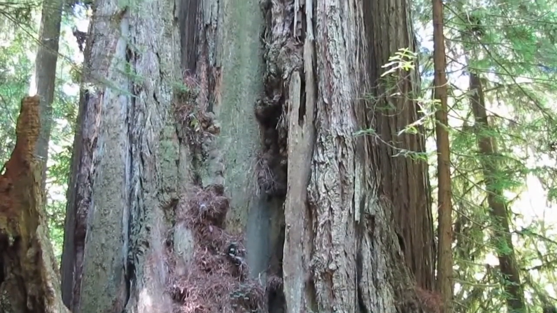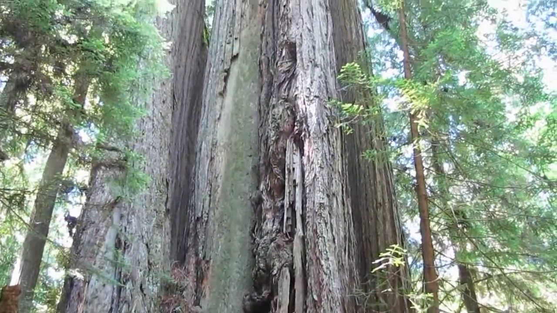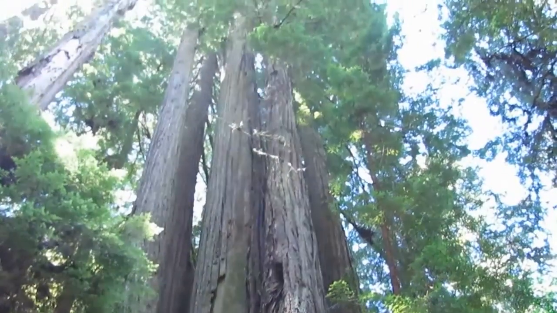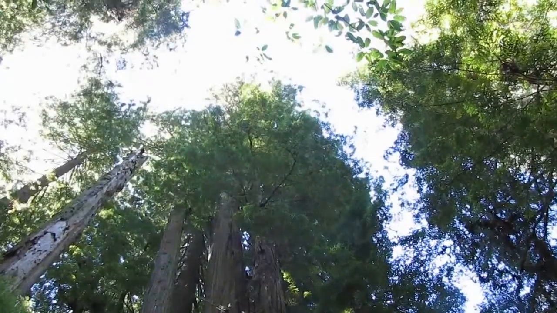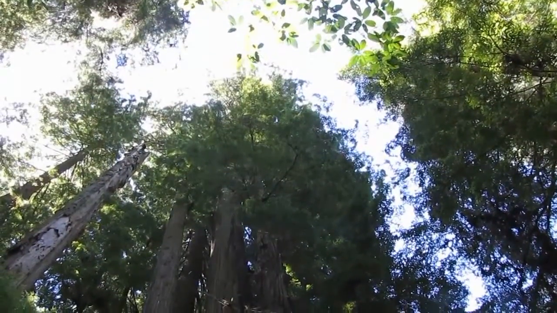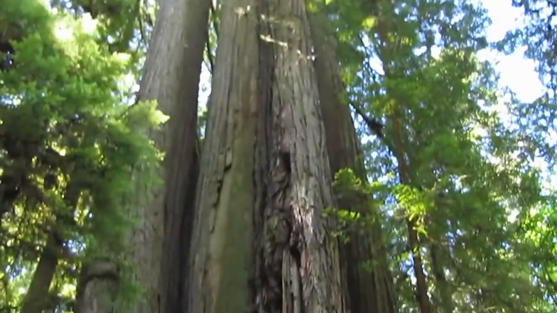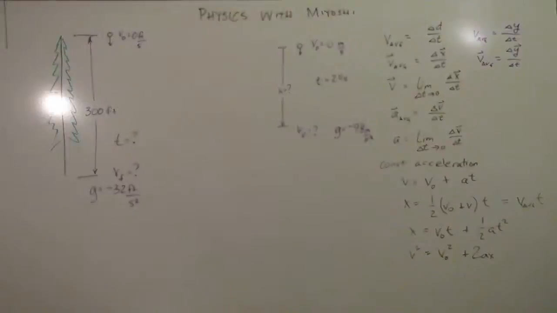Here we are in the redwood forest where you can see these beautiful tall trees. And if you could see shadows, you might be able to use trigonometry to find out how tall they are. What's trigonometry? But with physics, you can find out how long it takes for something to fall from the top all the way to the bottom.